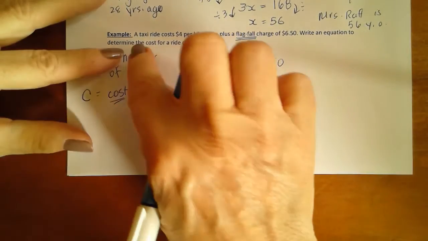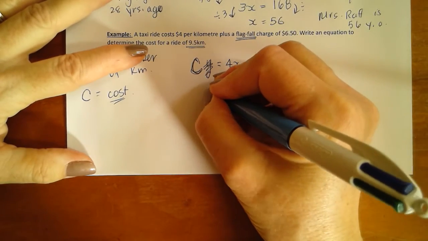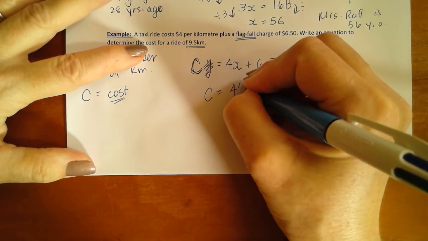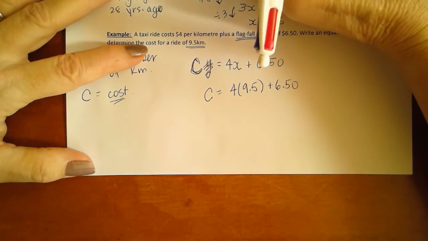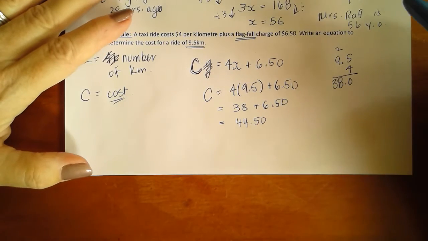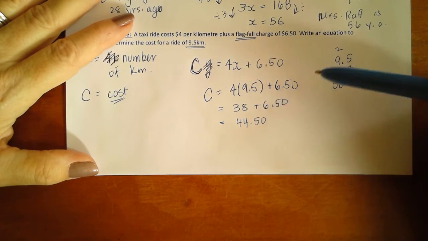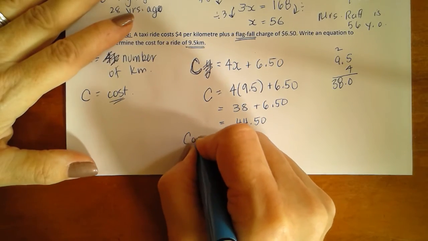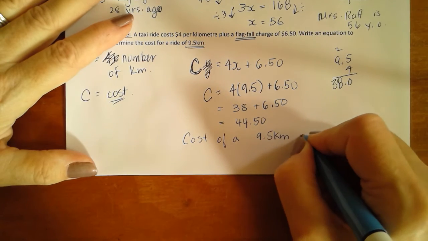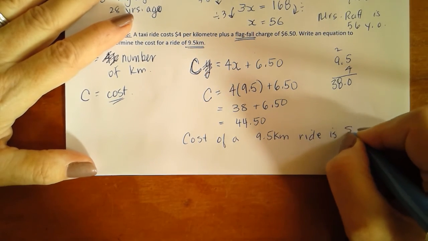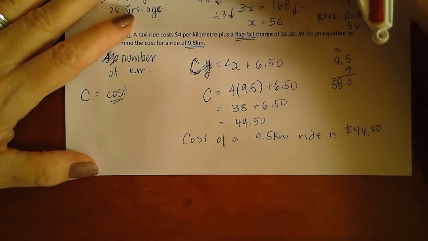Okay, so I'm looking for the cost when it's 9.5 kilometers. So I'll go cost equals 4 times 9.5 plus 6.50. I'm going to pause for a second and do that math. Okay, so I multiplied my decimal over here. I got 38. $38 plus $6.50. So the cost of a 9.5 kilometer ride is $44.50 in this particular taxi. All right, well done.